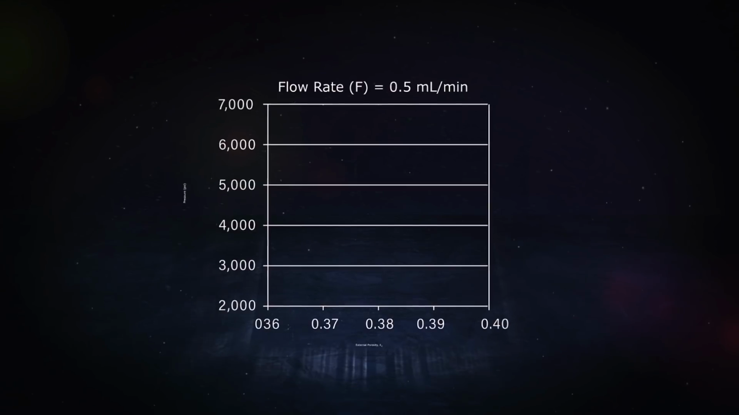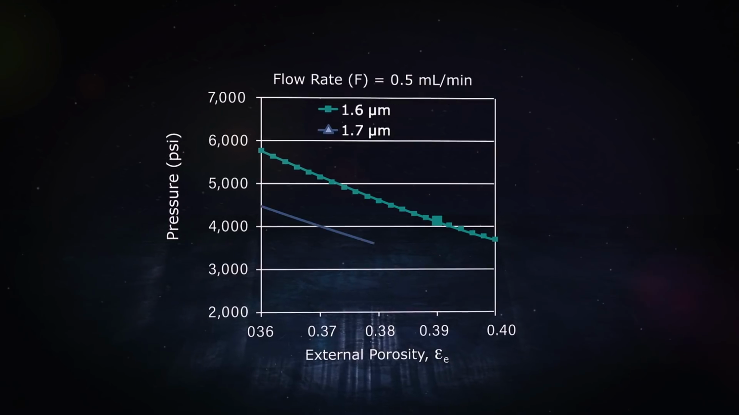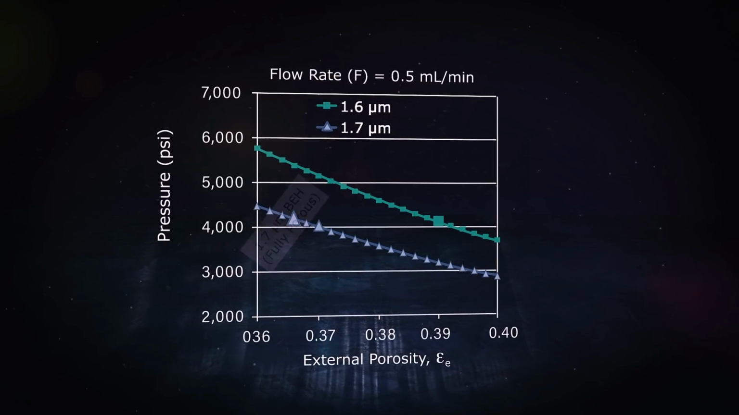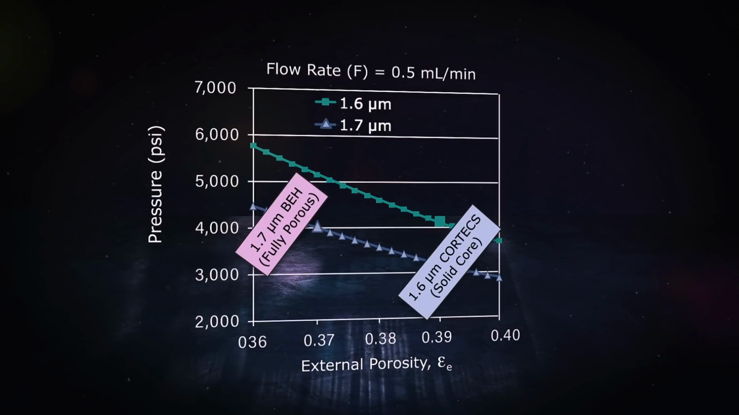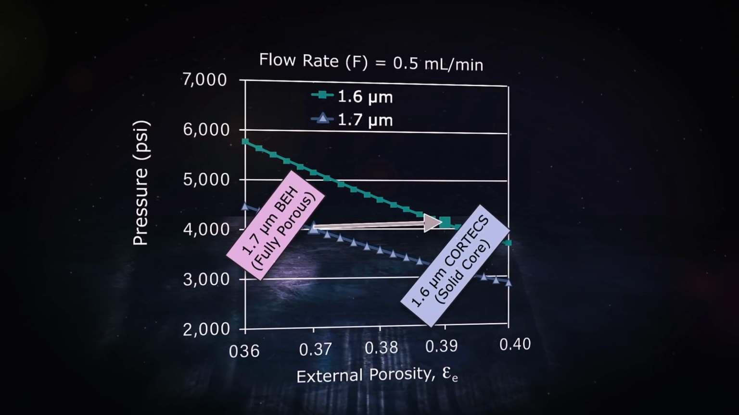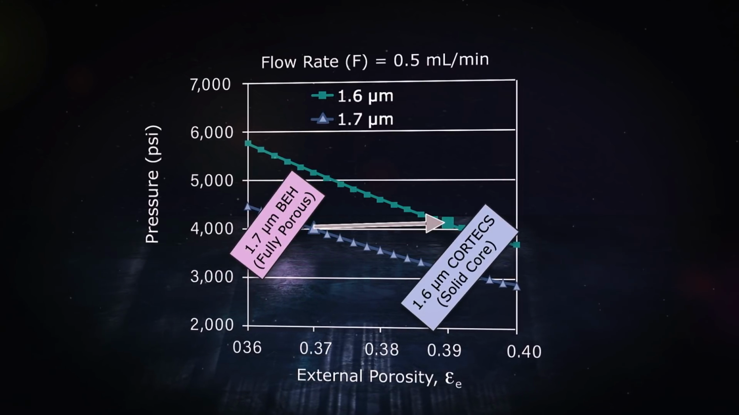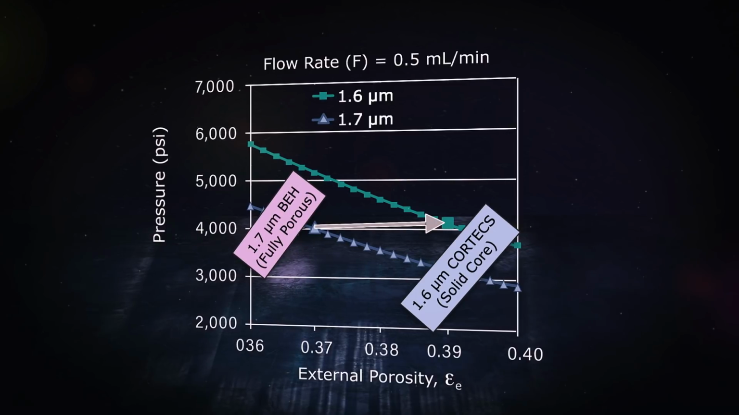So now that we know that the external porosity and the particle size drastically influence the pressure, if you look at this graph, when we overlay the fully porous and the solid core columns, you can see now why they have equivalent pressure. So again, you take a little bit of a pressure hit going to the smaller particle, but because it's packed to a much higher external porosity, you get a benefit in pressure. So that's why they're equivalent.